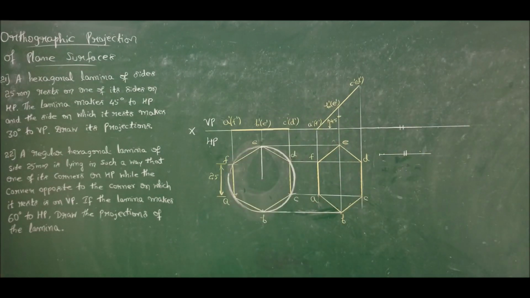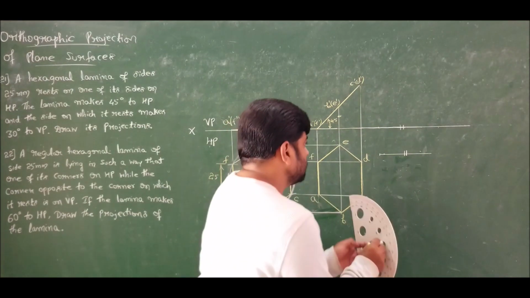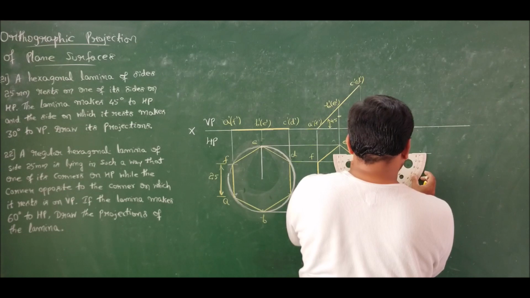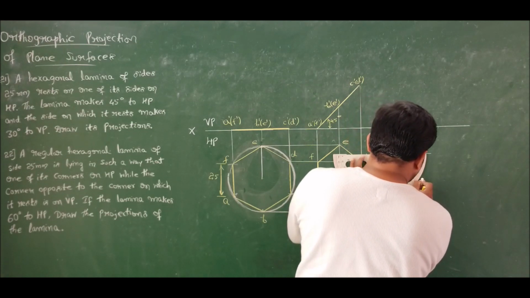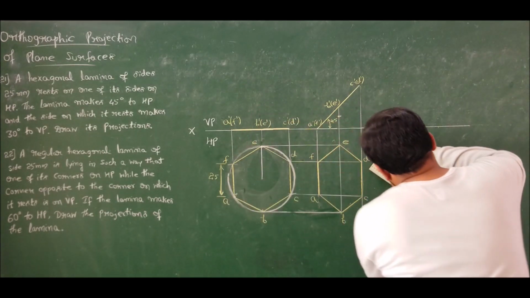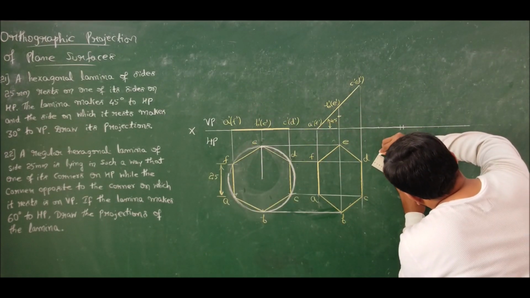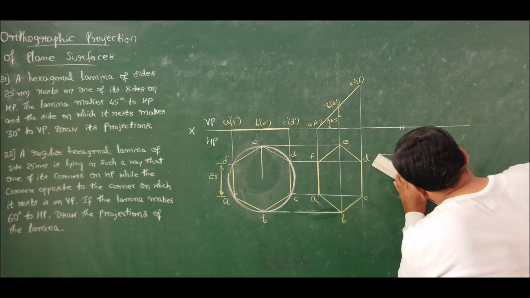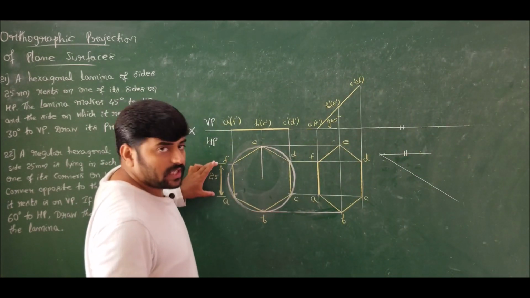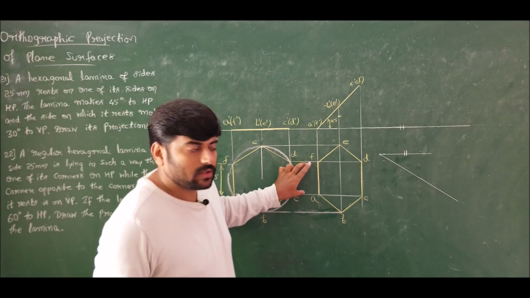Now for this line, I will take a reference of 30 degrees. Done. So I have taken a reference line at 30 degrees. You can observe that the resting edge is retaining its original dimension of 25 mm throughout the problem. Initially it is 25, now also it is 25, no problem.